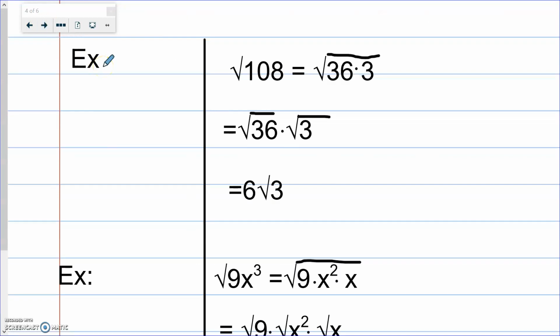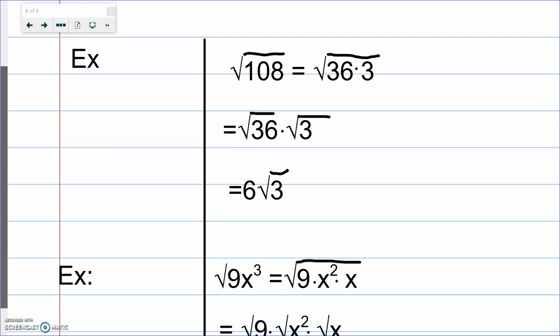Let's look at another example. We're taking the square root of 108. If we put that in our calculator, it's not a nice pretty number, but through some practice we find that it's equal to the square root of 36 times 3, because 36 times 3 equals 108. We can separate that to the square root of 36 times the square root of 3. The square root of 36 is 6, which gives us a nice whole number, and we keep the square root of 3. So we get the answer as 6 square root of 3. You may hear this said as 6 root 3.